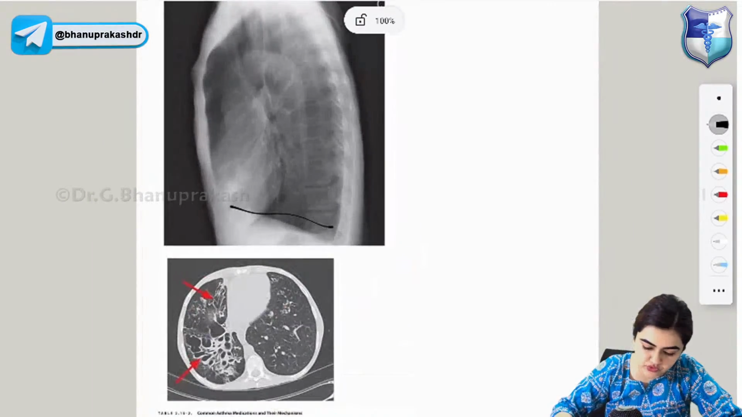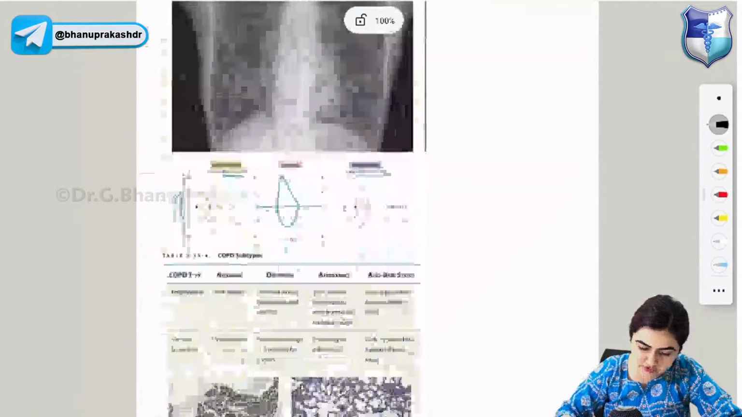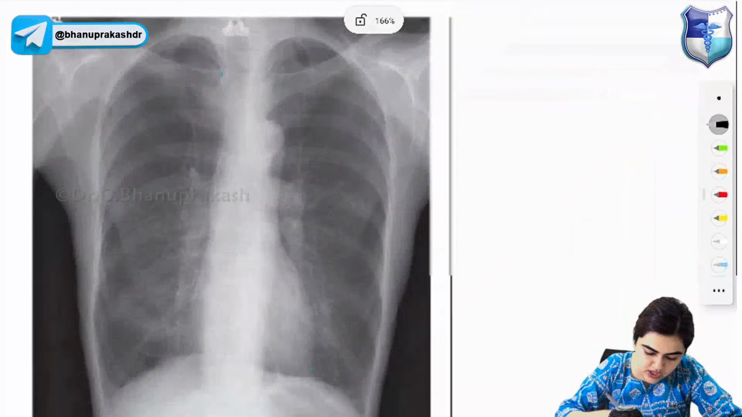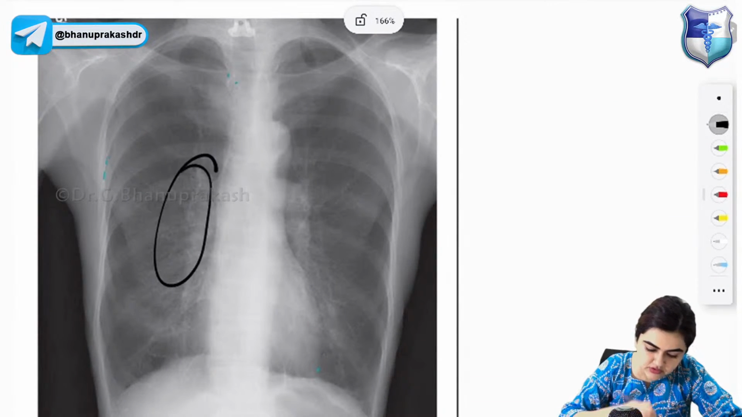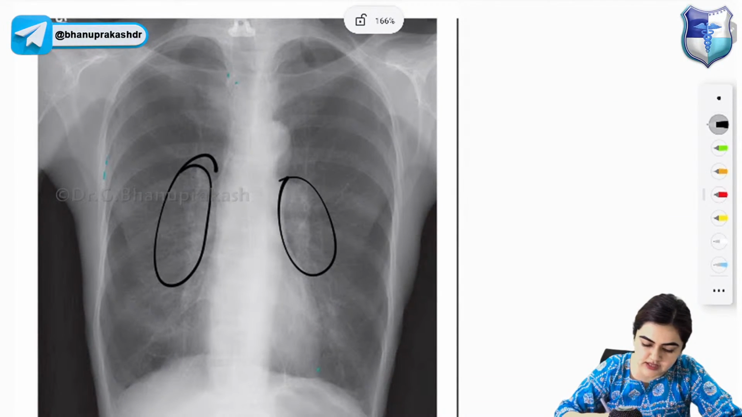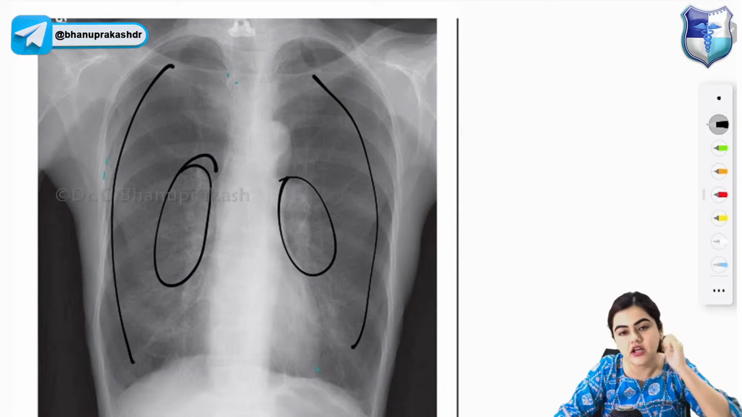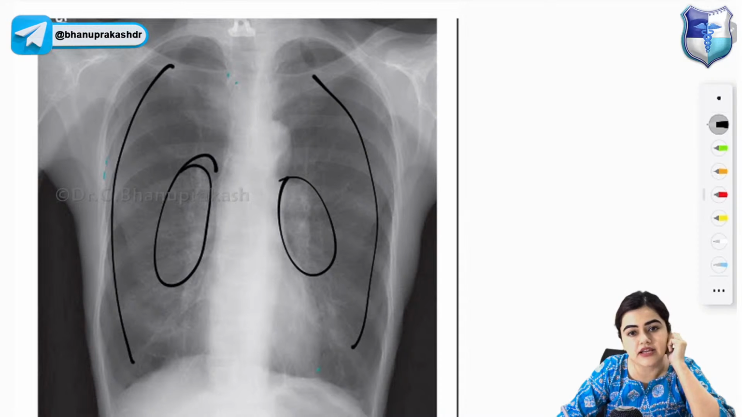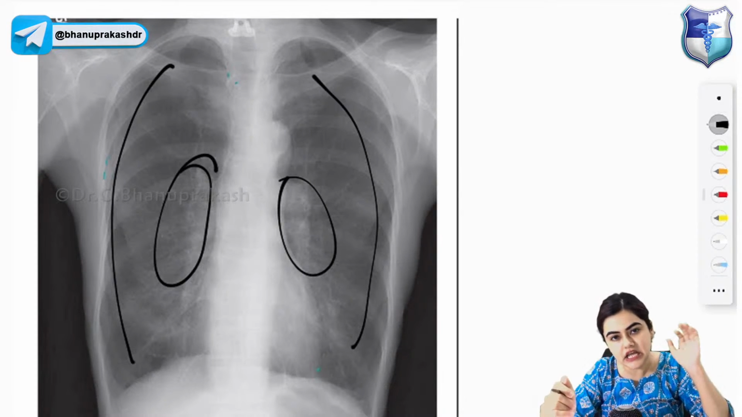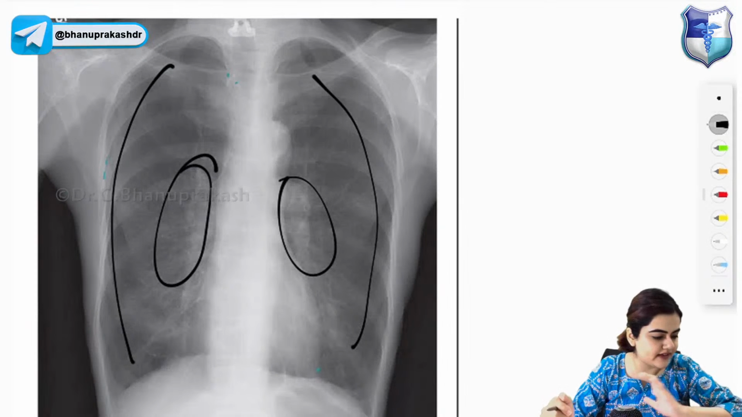Okay, I will show you the PA view also of this patient. So you can see the PA view. Here you can see that the bronchovascular markings have increased, but peripheral markings have decreased, right? Peripheral vascular markings have decreased. Minimal peripheral vascular markings in case of COPD. Due to hyperinflation, you will find minimal peripheral vascular markings.